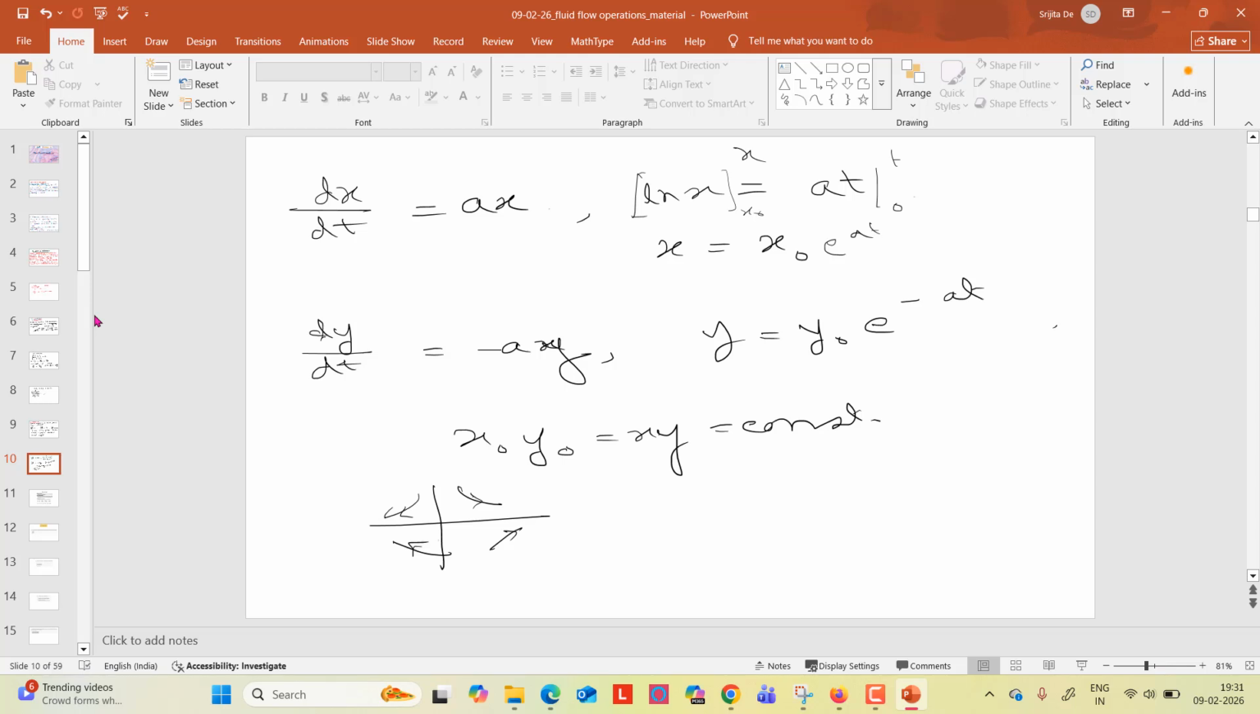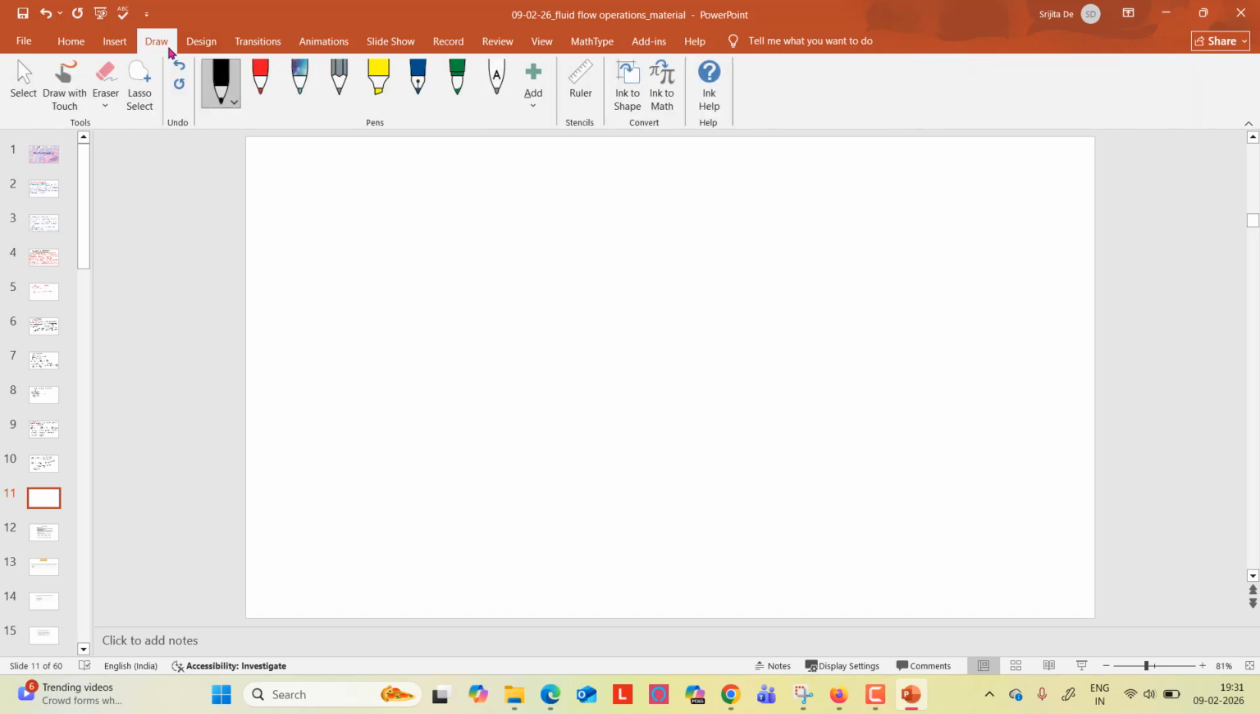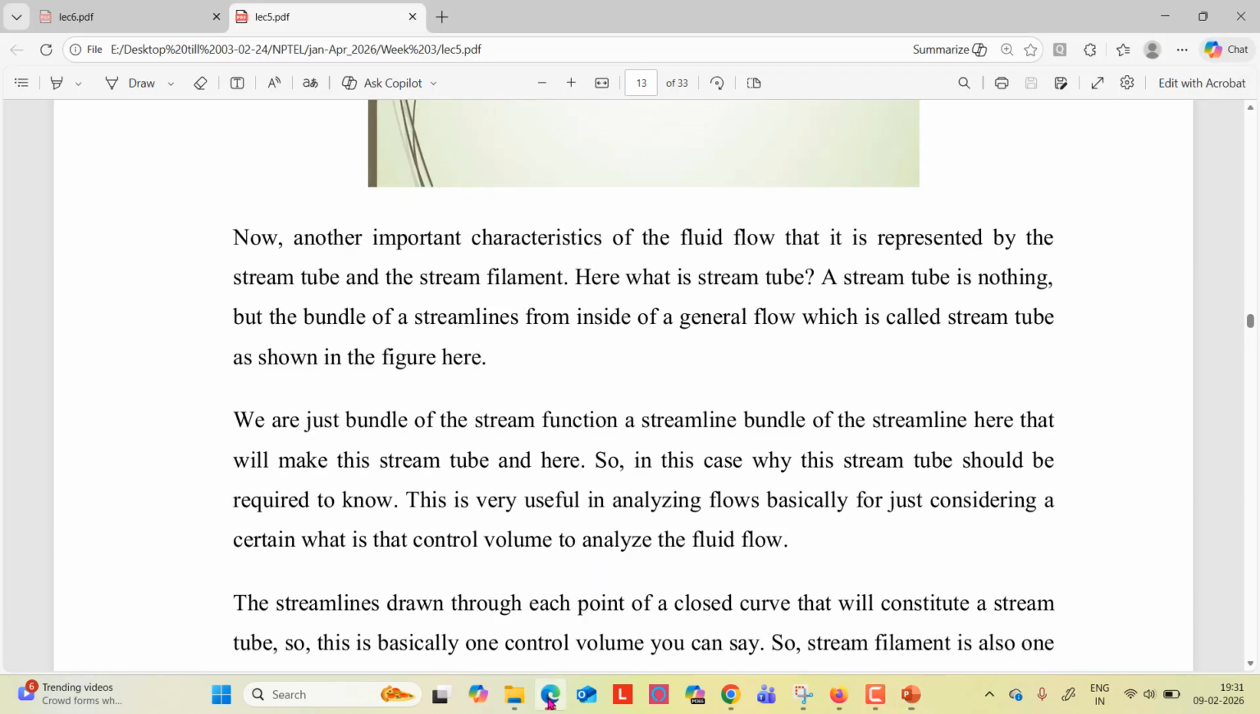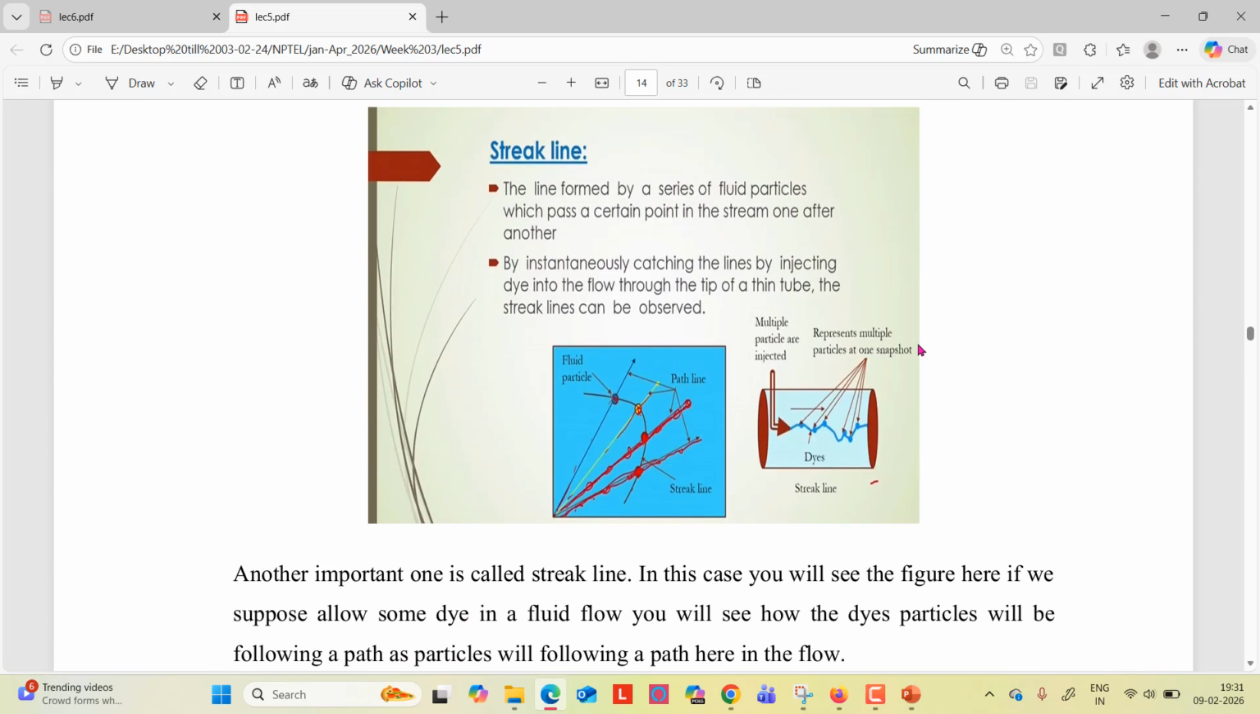The third one is the streakline. You'll see from the definition here. Yes. So it is the line formed by a series of fluid particles which pass a certain point in the stream one after another.